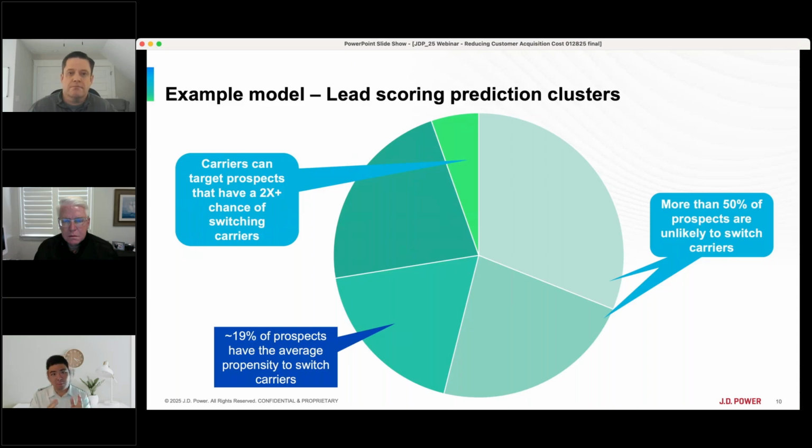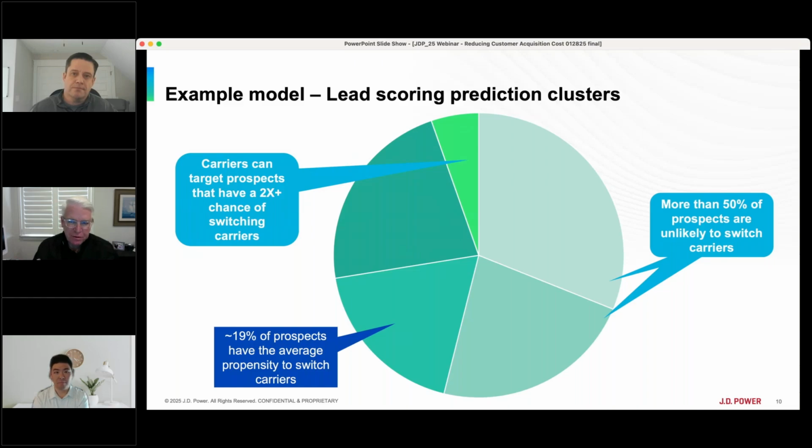And then we transition over, and the key one is this bright green at the very top. These are the prospects that have over a 2x plus chance of switching carriers, and this is really the top 5%, where these are probably the people that you want to target. And if I were in anyone's shoes, I would much rather target someone that has a 2x chance of switching than someone who has a less than 1% chance of switching, which is going to be that light gray or light green.